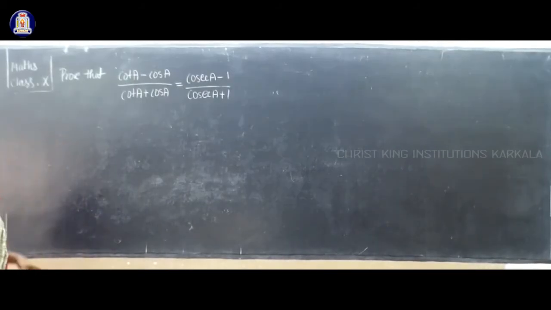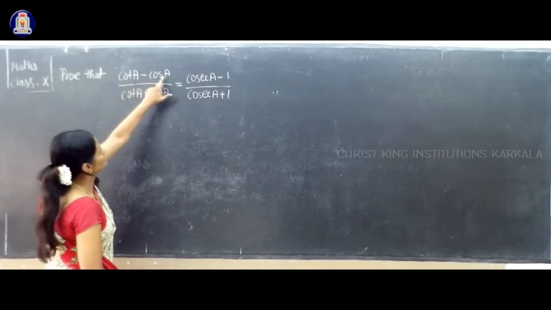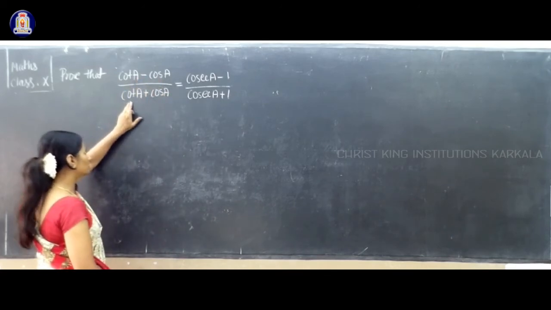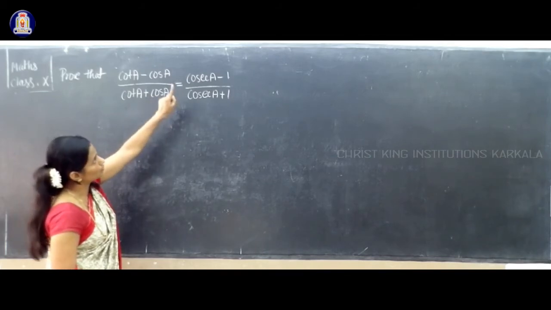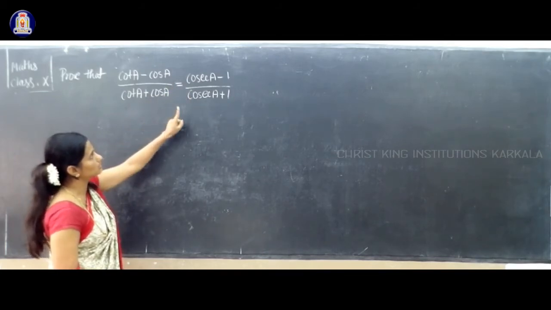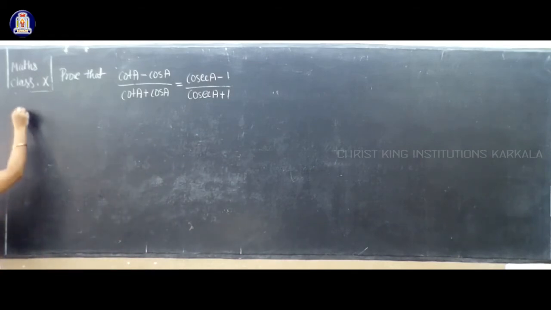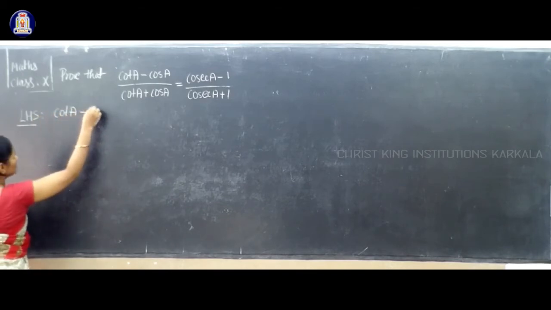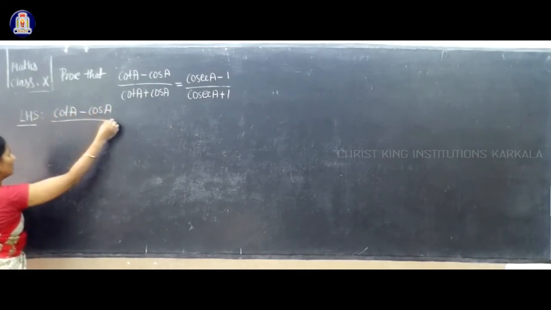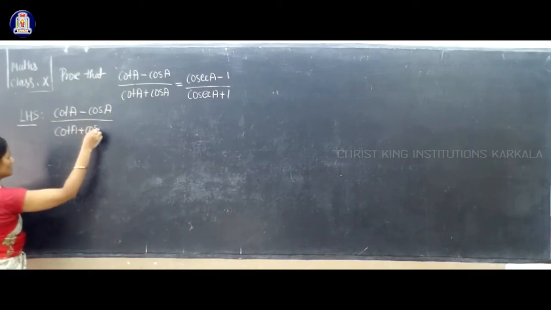Next question. Prove that (cot A minus cos A) divided by (cot A plus cos A) is equal to (cosecant A minus 1) divided by (cosecant A plus 1). Now take your LHS. LHS is (cot A minus cos A) divided by (cot A plus cos A).